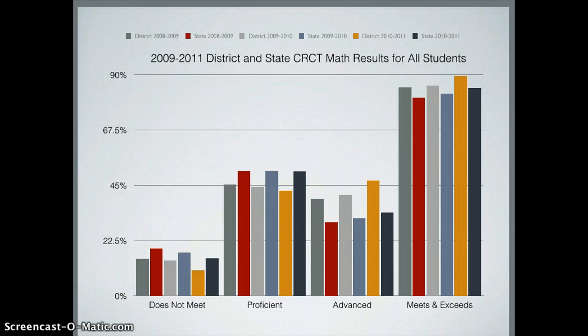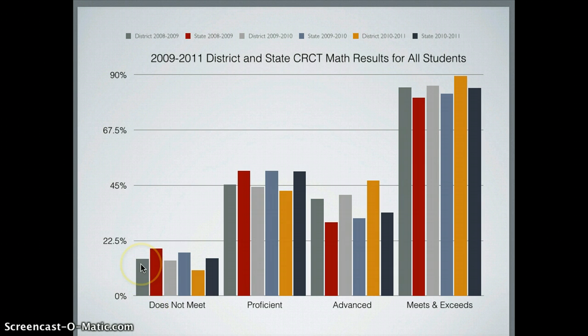If you look at the first gray bar and the red bar on each section, so here we have does not meet, the gray and red, proficient for the gray and red, advanced gray and red, and meets and exceeds gray and red. Here, this is the 2008 scores. The first one, the gray one, is for the district. The second one is for the state, so we can look at how they compare in 2008.